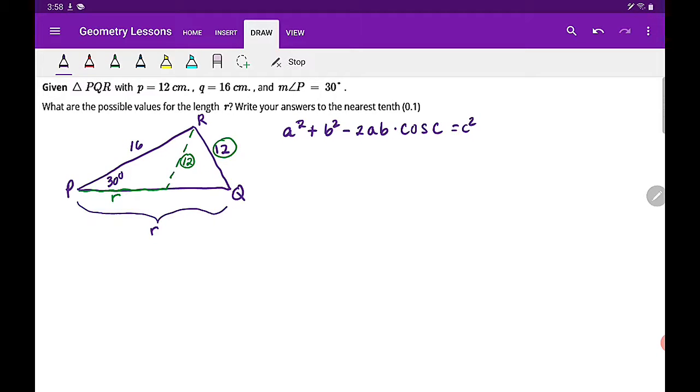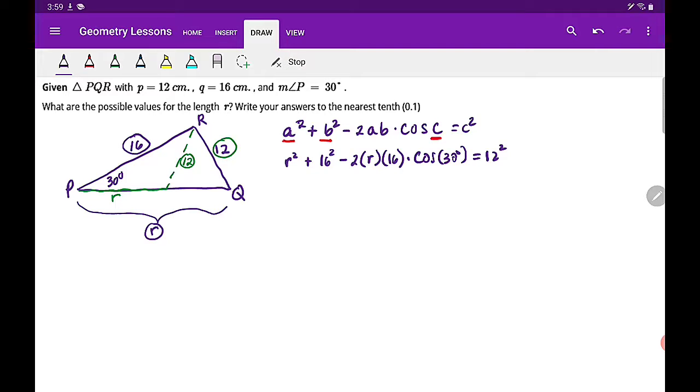Now, our a and b are r and 16, because they are the sides that sandwich the given angle C, the sides of angle C. So it's going to be r squared, which is this side right here, plus 16 squared, which is that side, minus 2 times r times 16 times cosine, well, angle C is actually angle P, 30 degrees, is equal to c, the side opposite angle C, which is 12 squared.